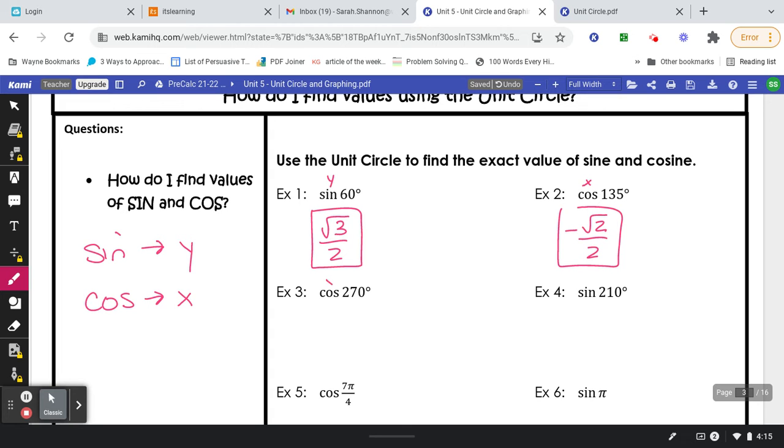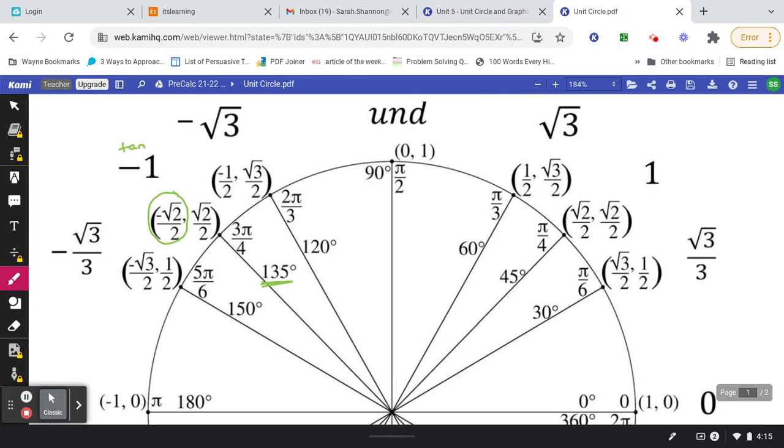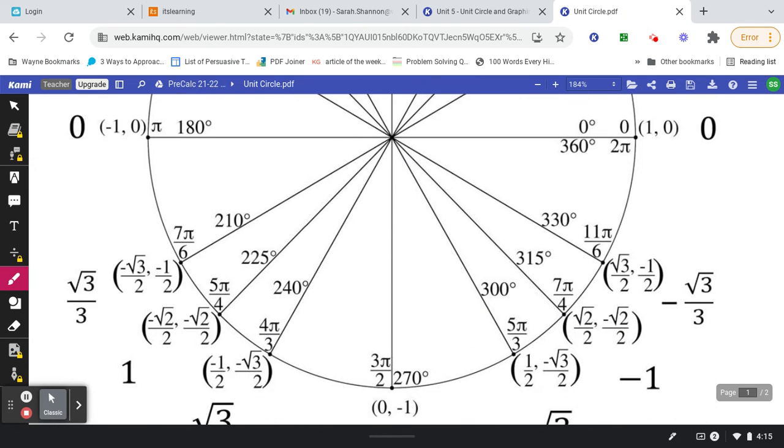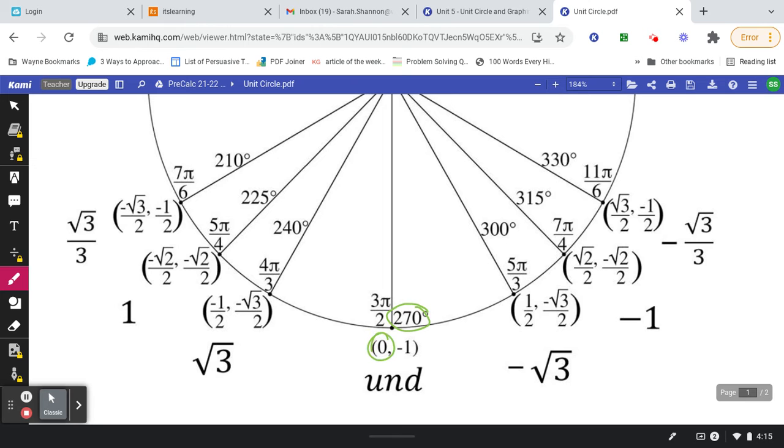Cosine of 270, again, the x value at 270. 270 is down at the bottom of your unit circle. And the x is going to be 0. So we just write down 0.